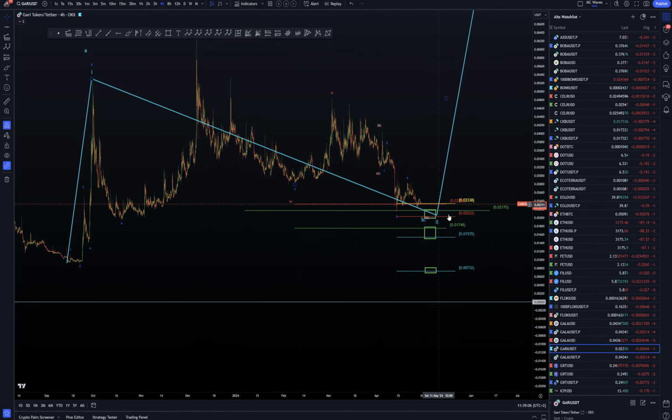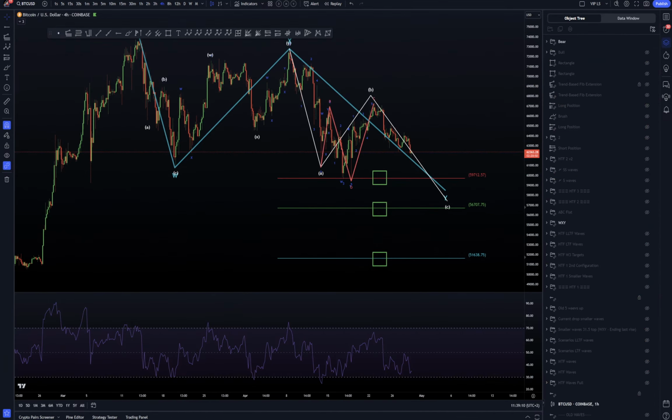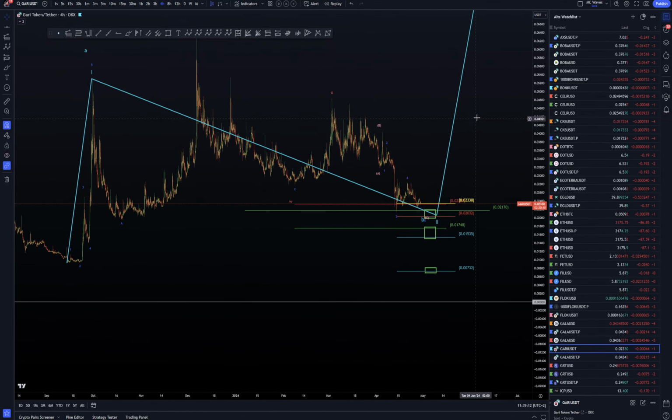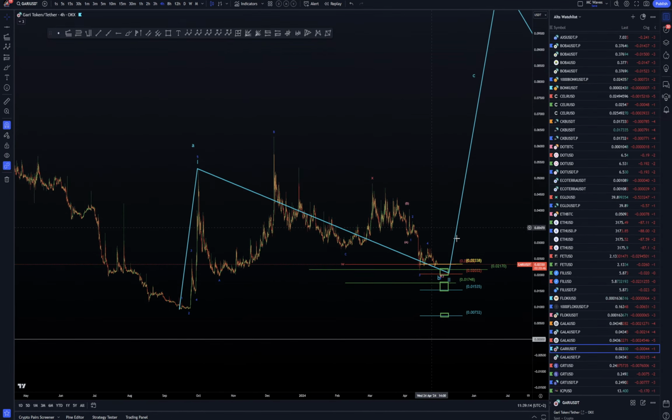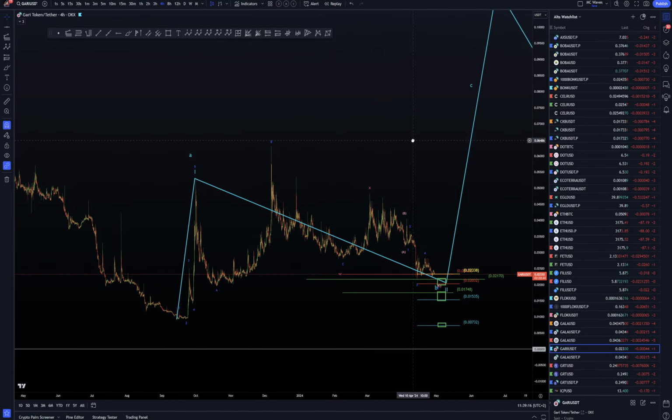If Bitcoin drops, it's going to drop. If Bitcoin pumps, it's going to pump. It's as simple as that. So it can give a huge move, as always, crypto. Even without Bitcoin, sometimes it can still move.